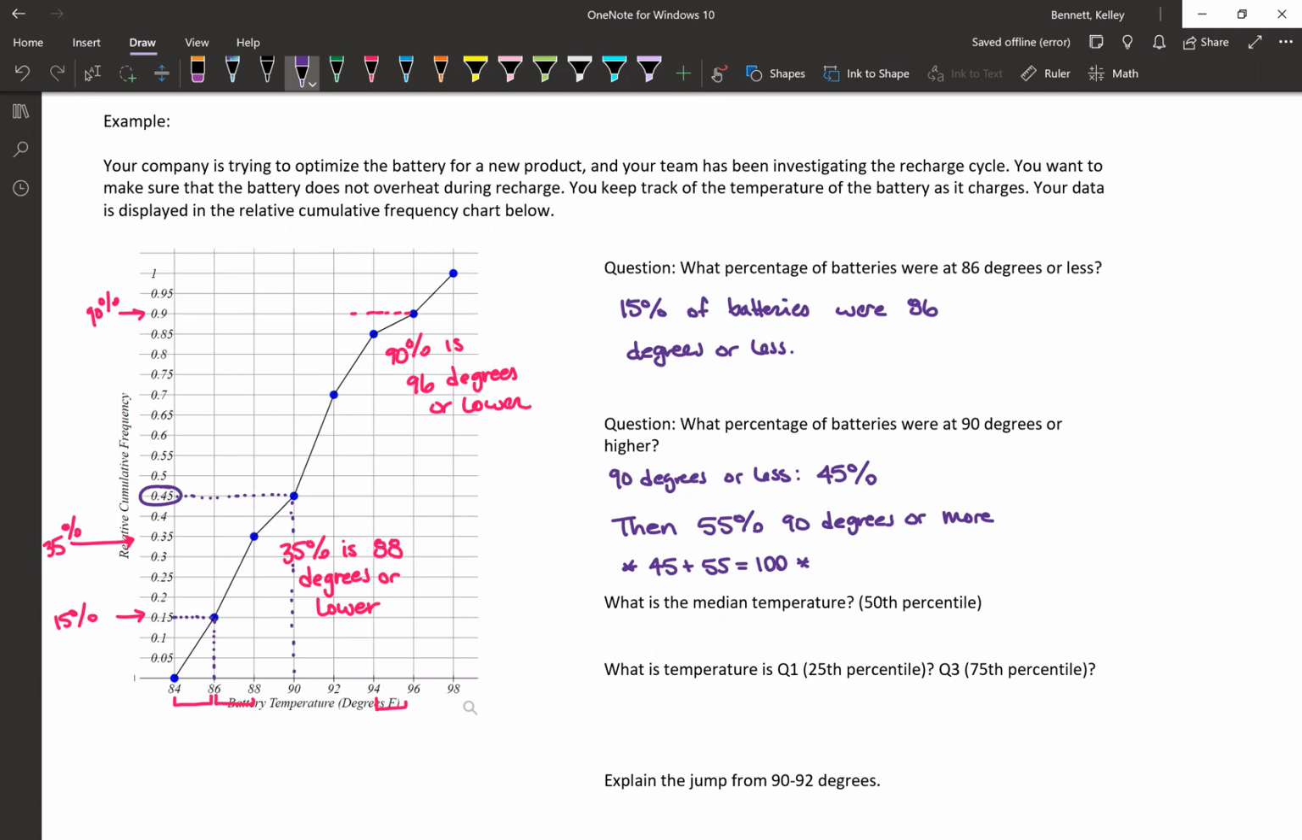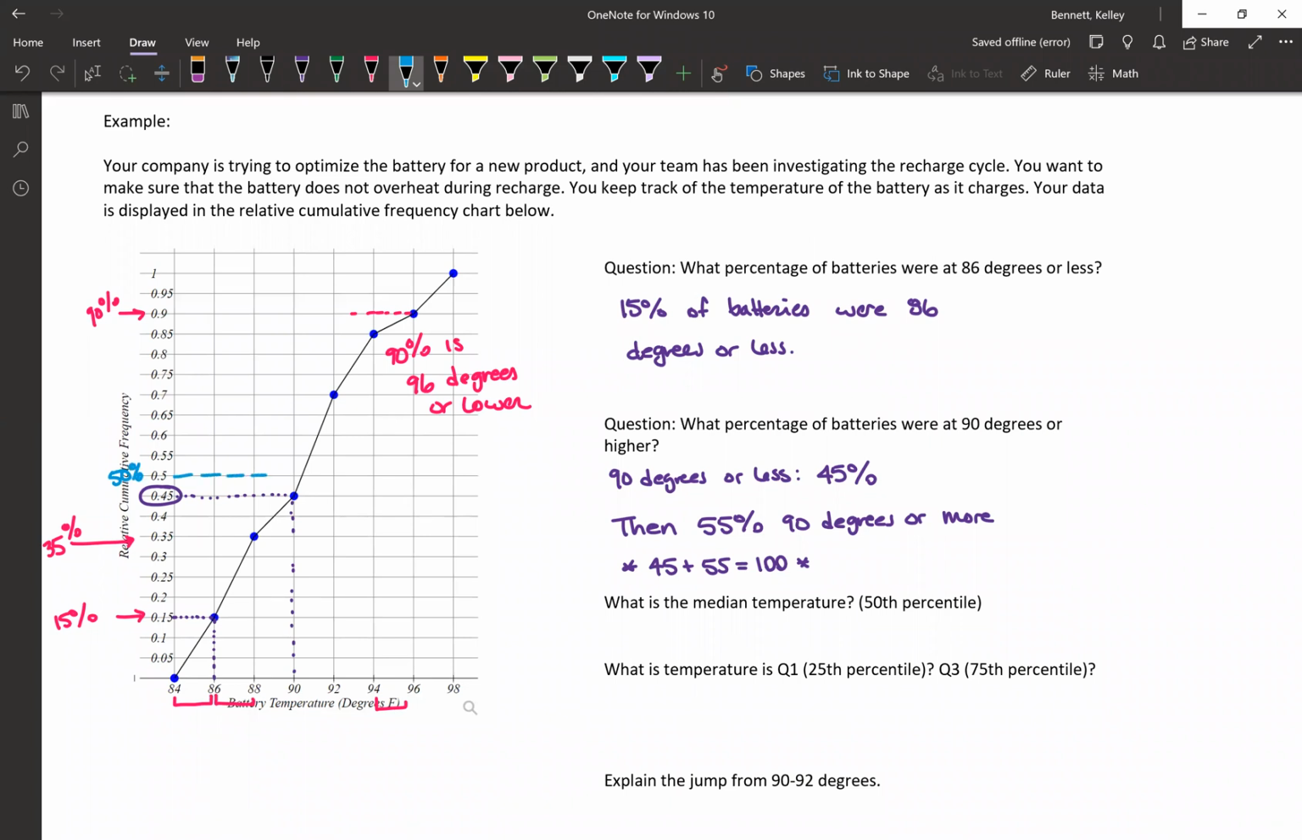Okay, next question: what is the median temperature? Remember in the beginning of the video, we said the median or Q2 corresponds to the 50th percentile. So what I want to look at, and I'll make some room for myself here, is where is 50 on the vertical axis? So here's 0.5. So this would be 50% here.